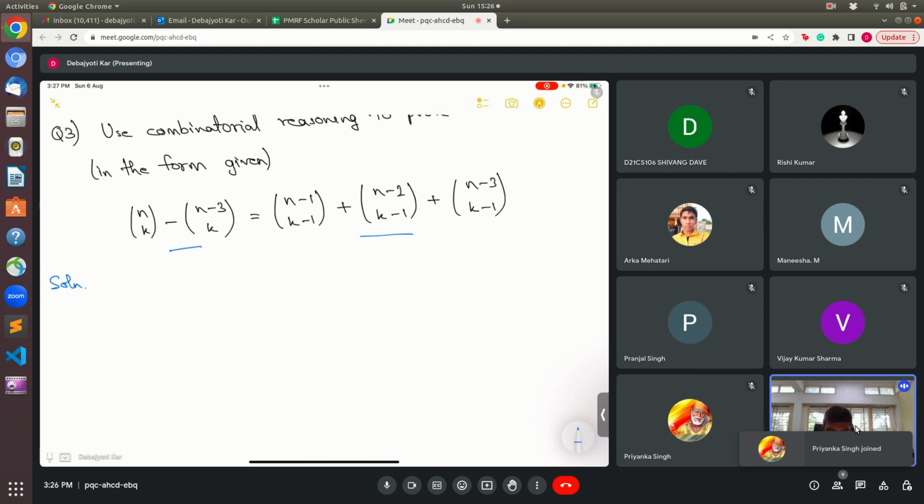So what is the LHS saying? LHS is n choose k minus n minus 3 choose k. So what does it mean? Your setup is, suppose you have n items numbered 1, 2, 3 up to n. What is n choose k? From these n items you are trying to pick k of them. That is n choose k. And what is n minus 3 choose k? It is when you have n minus 3 items and you are trying to pick k of them. That is n minus 3 choose k. So then if you take the difference, what does it correspond to?